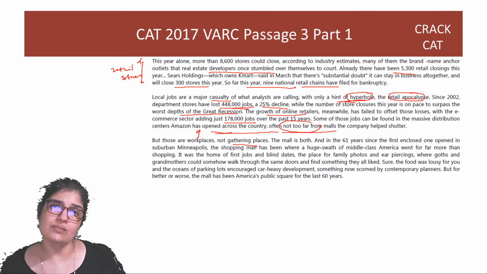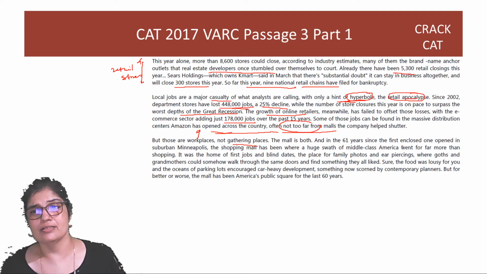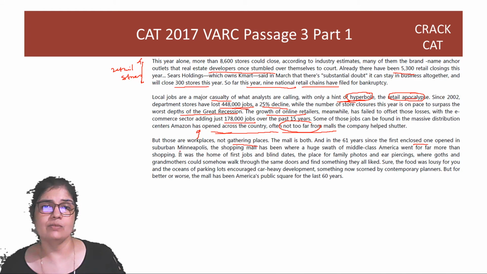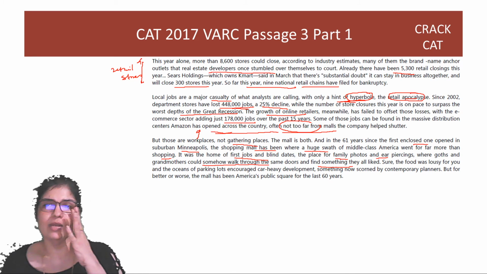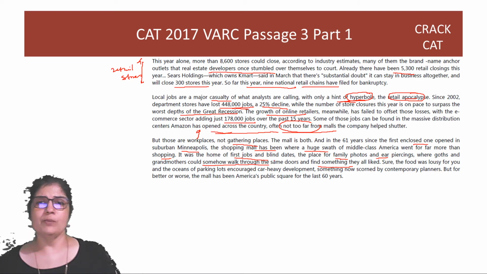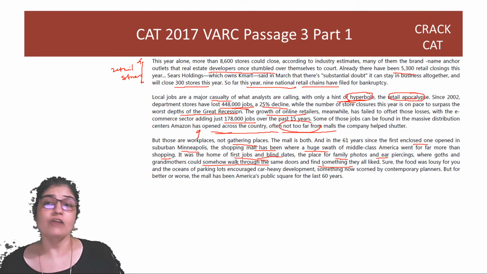The mall was a workplace and a gathering place. In the 61 years since the first enclosed one opened in suburban Minneapolis, the shopping mall has been where a huge swath of middle class America went for far more than shopping. It was the home of first jobs and blind dates, the place for family photos and ear piercings, where goths and grandmothers could somehow walk through the same doors and find something they all liked. Okay, so in the 61 years, right, the shopping mall has done a lot of these things. People went for shopping. It was a place where people had their first job, their blind date, family photo, etc. It was a place where a lot of things happened.